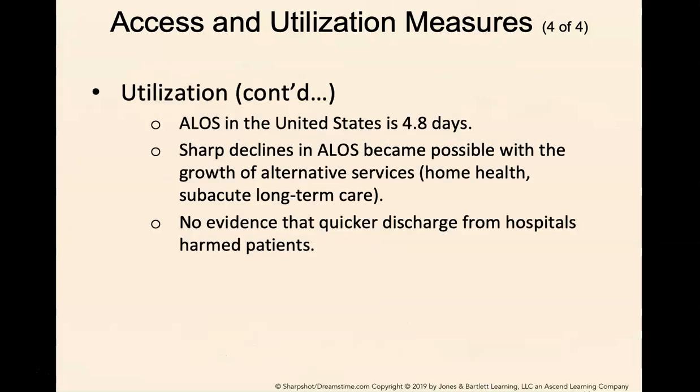Now, the average length of stay in the United States is roughly about 4.8, close to 5 days. We have seen sharp declines in average length of stays in hospitals because there has been the growth of alternative services such as home health, subacute long-term care, and people not really being formally admitted because they go into a recovery room. So we're talking about same-day surgeries, for instance.